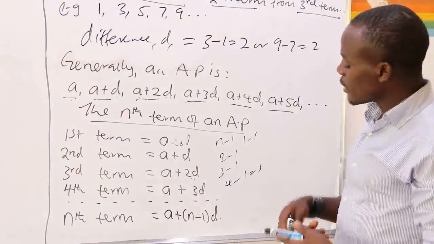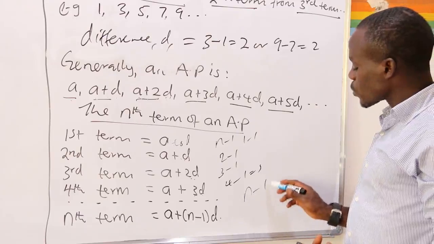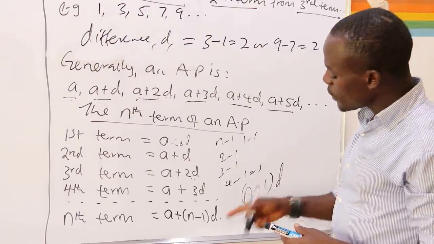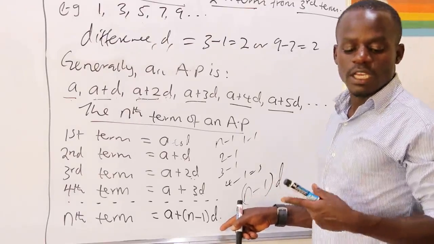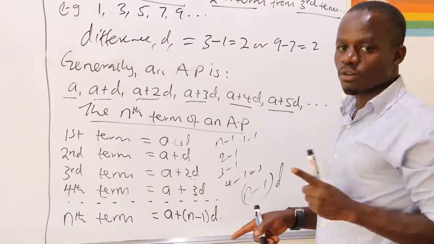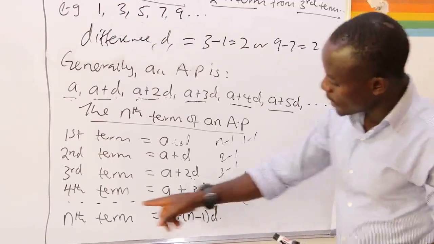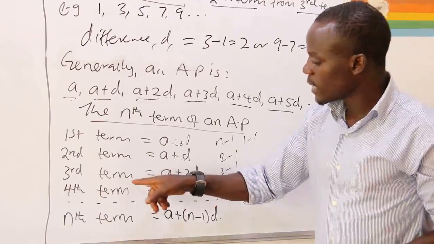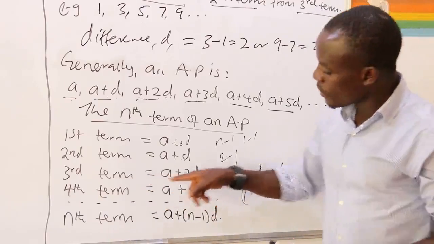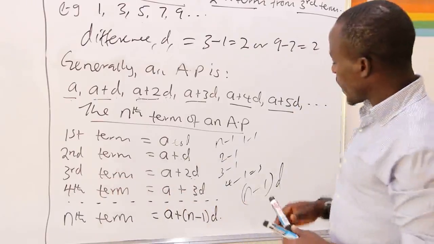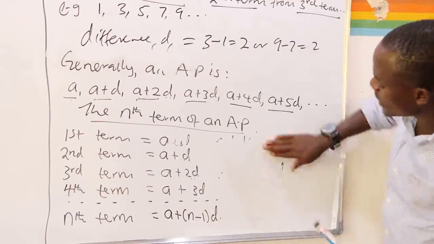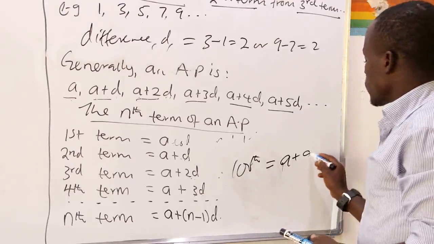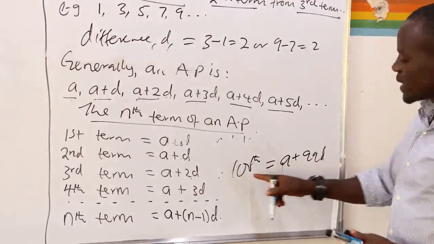So I say, okay, if that's the case, and I don't know what n is, that means it's going to be n minus 1 times the common difference. So the coefficient of our D, or the common difference, is always 1 less than the number of terms. Now look at it. The number of terms is 4. The coefficient is 3. So 3 is 1 less than 4. The number of terms here is 3. Here the coefficient is 2. 2 is 1 less than 3. So that means if I want to find the 100th term, it is going to be A plus 99D. That is 1 less than 100, okay?